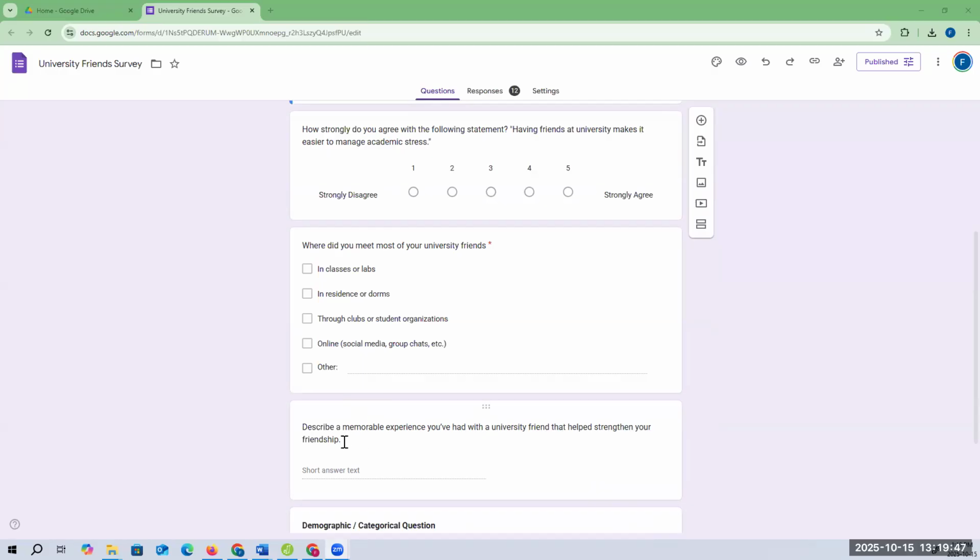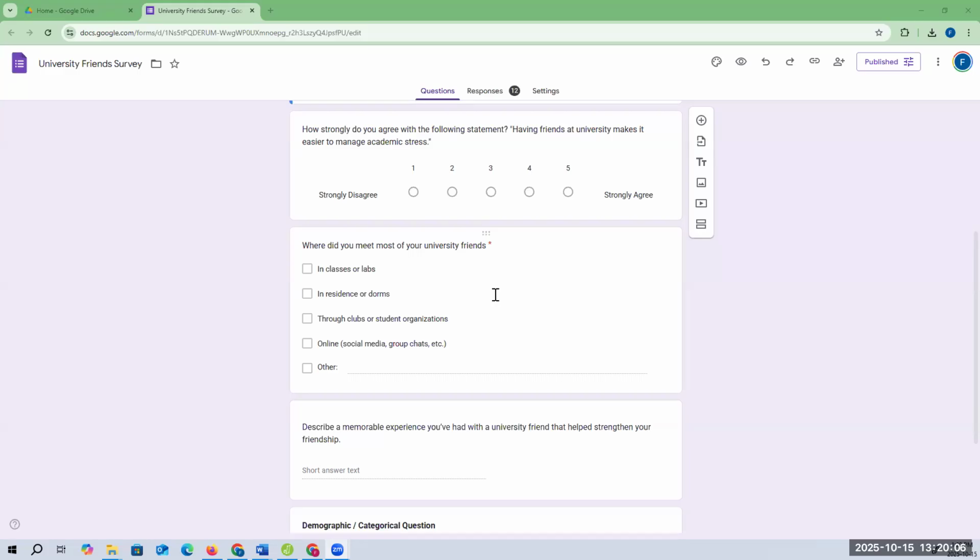Describe a memorable experience you have had with a university friend that helped strengthen your friendship. The earlier one was more of a checkbox question, and I should have indicated that they could put in multiple choices here. In Google Forms, you could make a selection here.